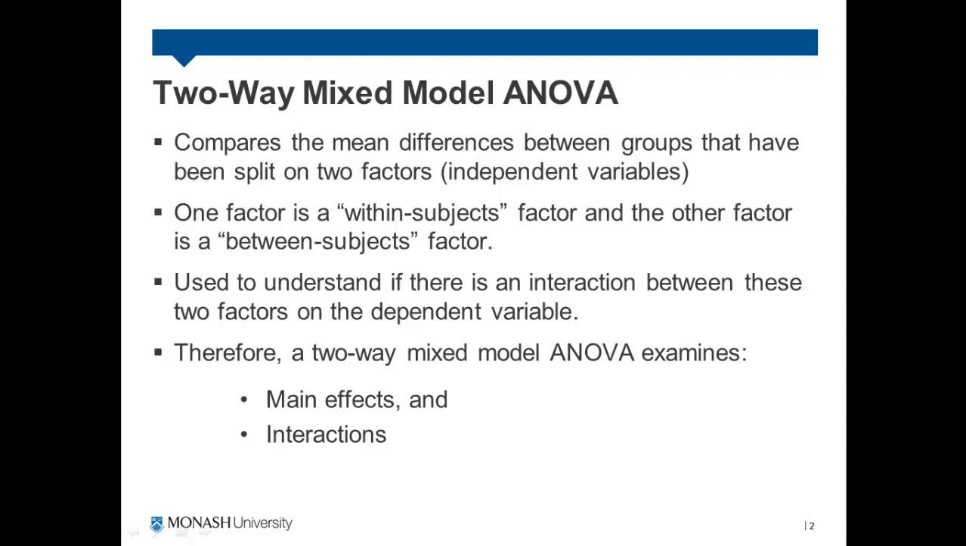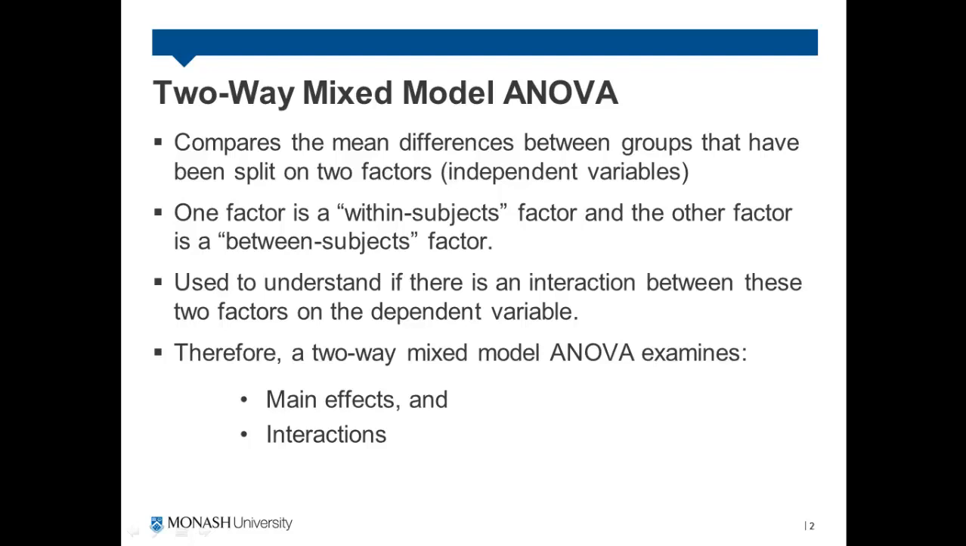You should all be familiar with what a two-way ANOVA is by now. A two-way mixed model ANOVA is very similar. However, the two independent variables have been split on two factors. This means that one of the independent variables is a within subjects factor and the other independent variable is a between subjects factor. So in other words, one variable will look at comparing between groups or take upon an independent measures design, and the other variable will utilize a repeated measures design. So that means that they're comparing the same group of individuals across different points in time or conditions.